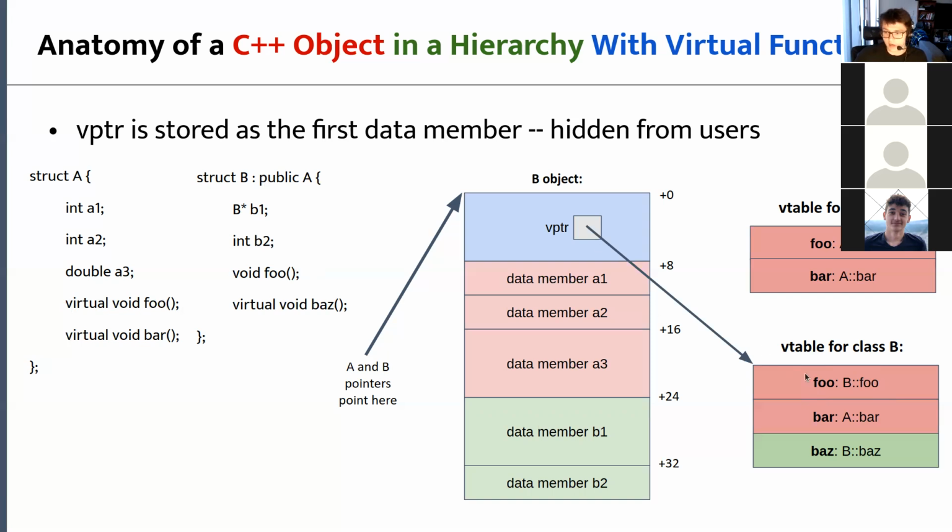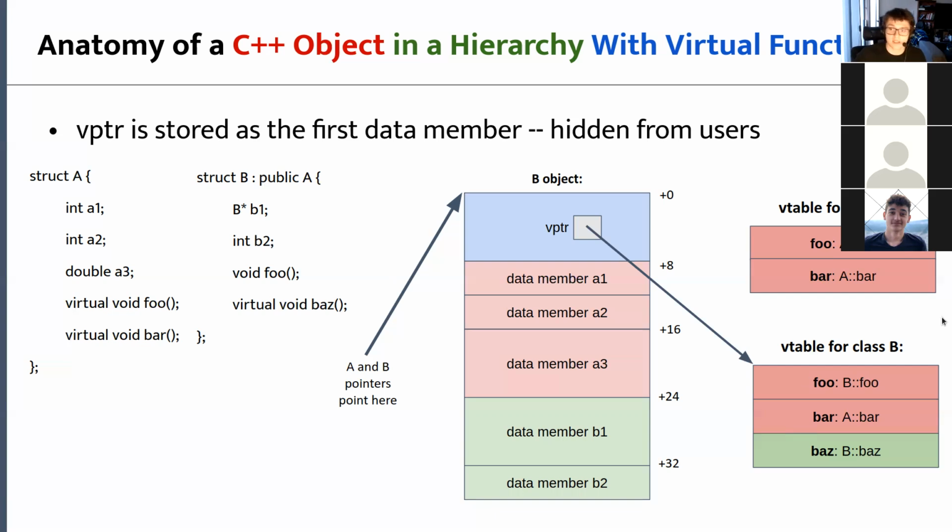And then for bar, we're going to get A's version of bar because it was marked virtual in the base class, and we didn't override it in the derived class. So that looks good too. And then baz, the new entry which we didn't have in A's V table, is of course going to get our B-defined version of baz. So this is how that is all implemented under the hood.